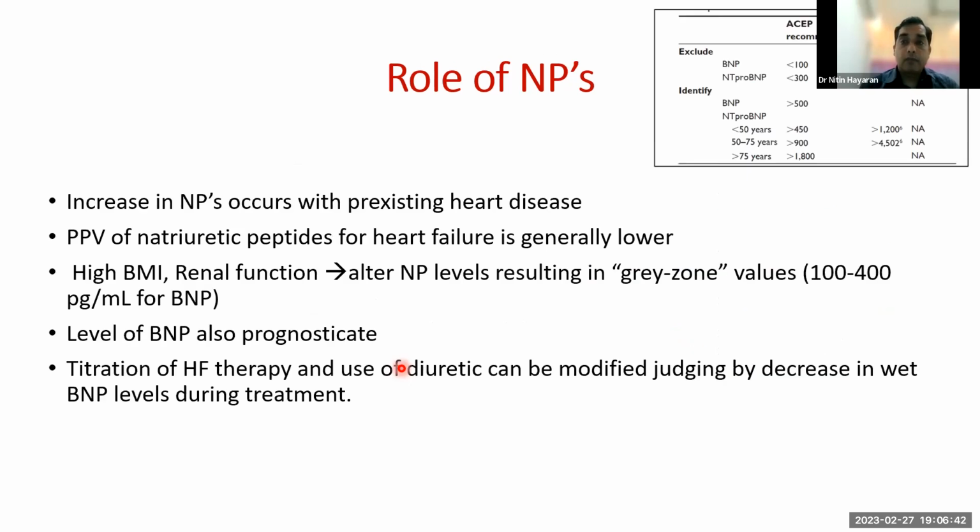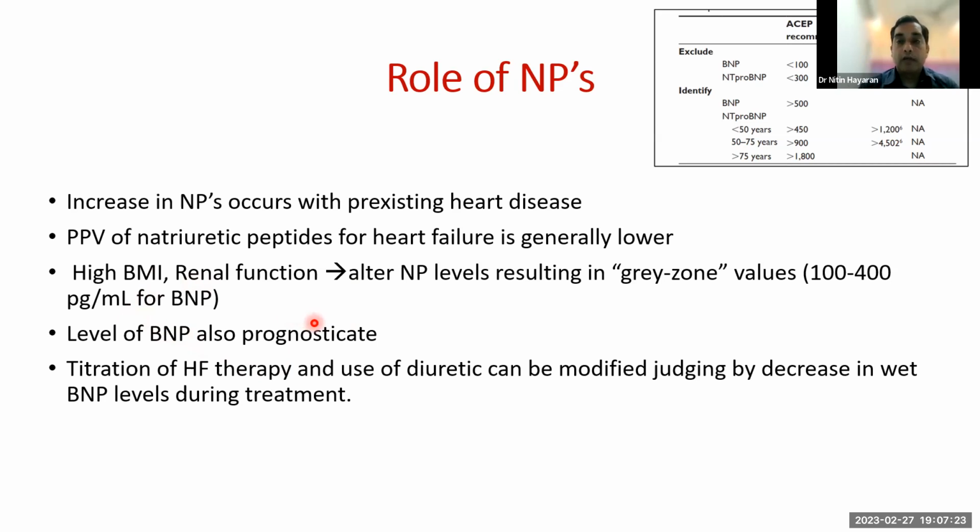Increase usually occurs in patients with pre-existing heart disease, more than 500. And the positive predictive value of natriuretic peptides for heart failure is generally lower. So the gray area is basically between 100 to 400. Patients who have severe PIH may lie in the gray area. Patients who have renal dysfunction lie in the gray area. And patients with high BMI also lie in this gray area. So in these patients, values between 100 and 400 don't diagnose the failure.